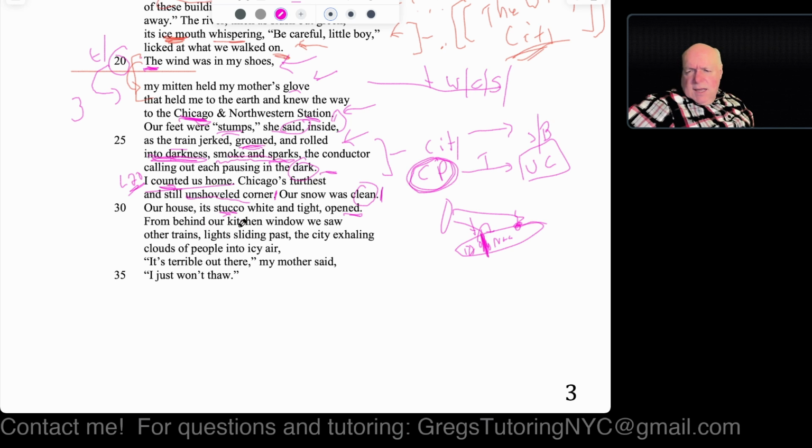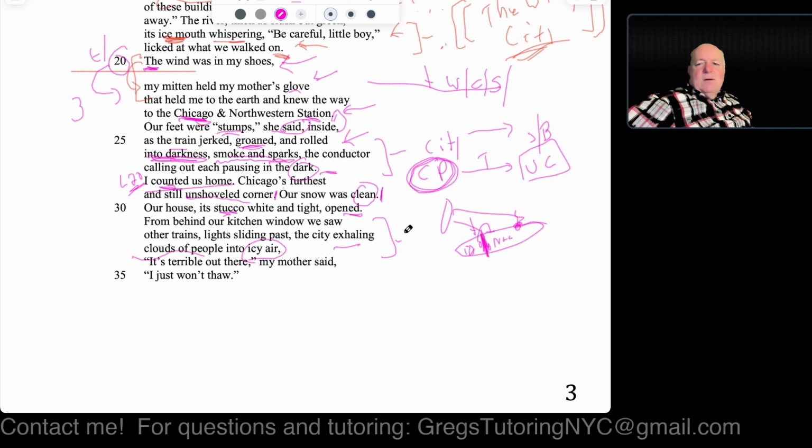And from behind our kitchen window, we saw other trains, lights sliding past, the city exhaling clouds of people into icy air. So again, the author is using personification to communicate something to us. So they're in their house finally. They're probably nice and warm. It says the kitchen, but my mental image is like they're in front of a fireplace, even if they don't have one. They probably have coffee and hot cocoa warming up their hands kind of scenario.